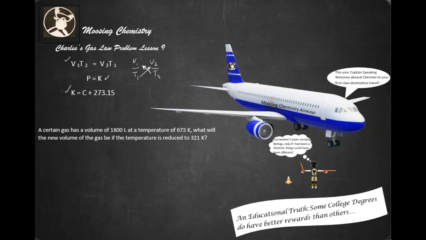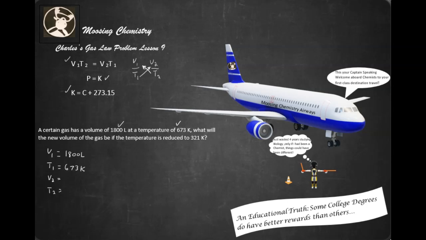All right, so let's go ahead and set up our chart here. This helps us keep everything straight. V1, T1, V2, T2. All right, so we're going to identify all our variables. What are their values? Our first volume here is 1,800 liters, so that was pretty easy. Our first temperature is 673 K, which is Kelvin.